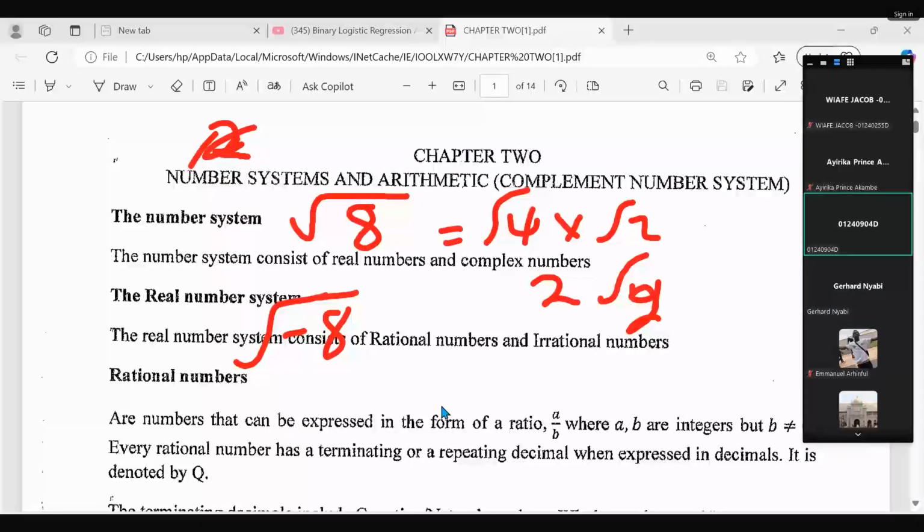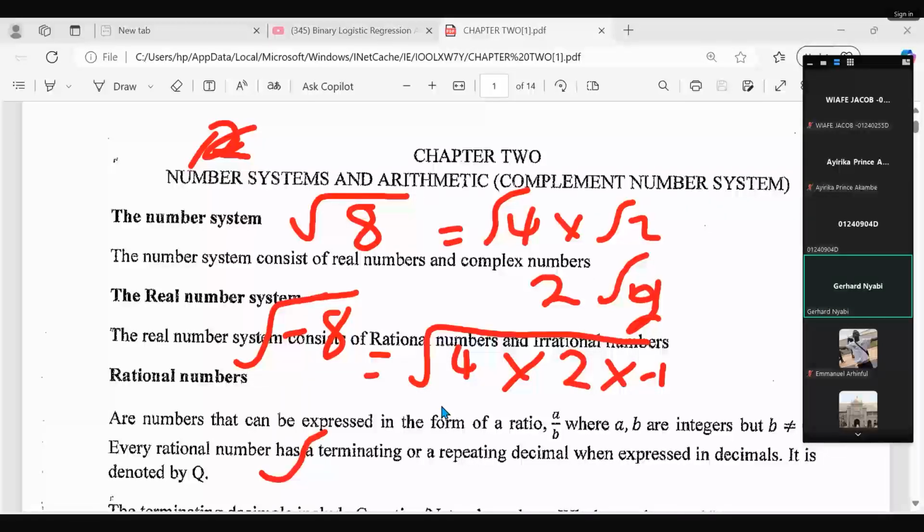Square root of -8. Square root of +4 times square root of -2. That's -1, right? Yes, please. So you have square root of +4, what is it? 2, right? And square root of 2 is square root 2. Then times square root of -1 will be what? i. So the answer will be 2i root 2.